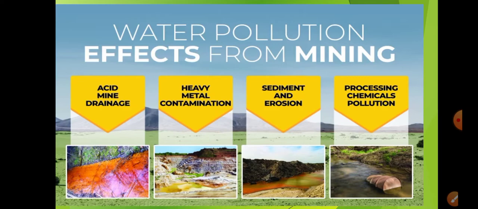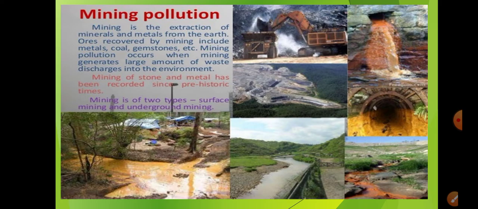And the next one is processing chemicals pollution. The chemicals may also be released, which also leads to pollution of water. Mining pollution: mining is extraction of minerals and metals from the earth. You are all very much familiar with this. The ores recovered by mining include the metals, the coals, the gemstones, right? Mining pollution occurs when the mining generates a large amount of waste discharges into the environment.